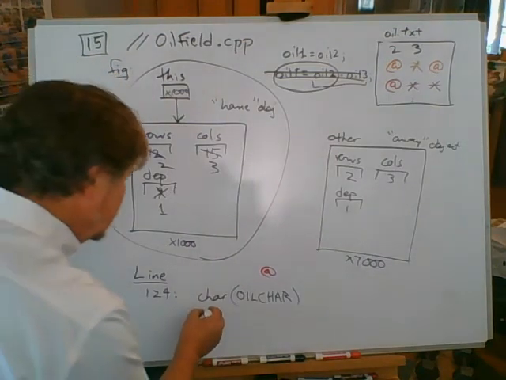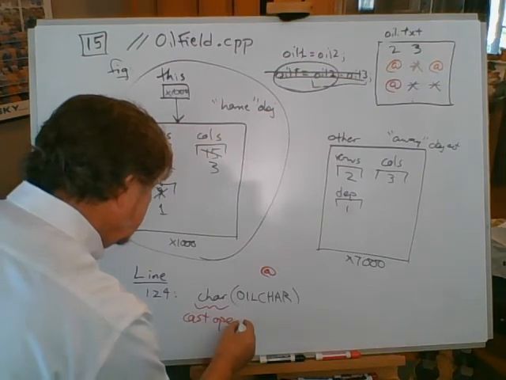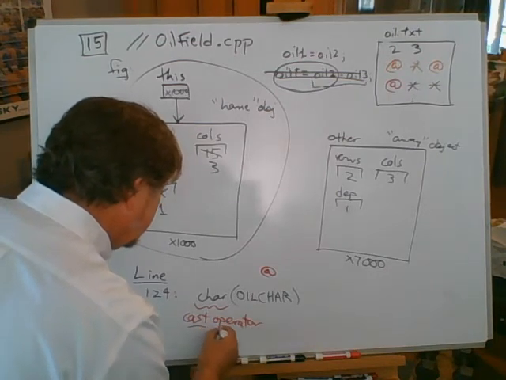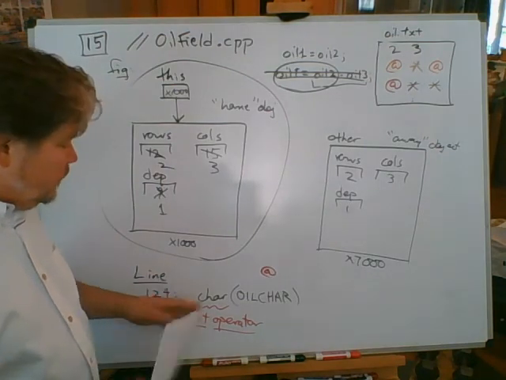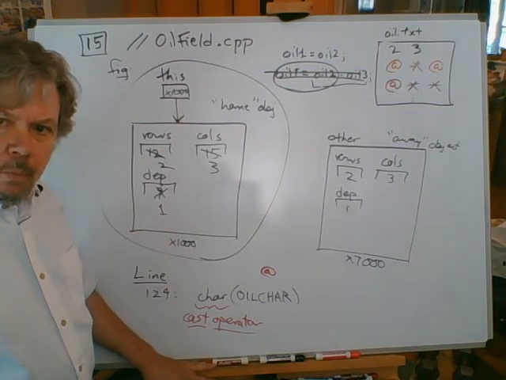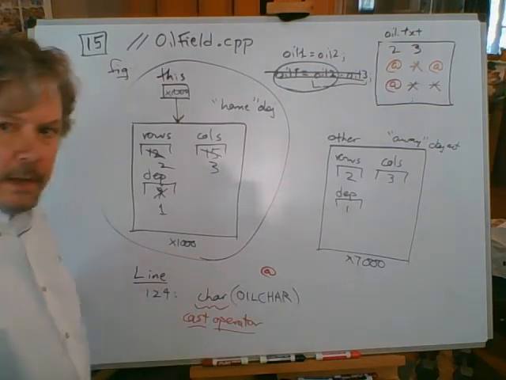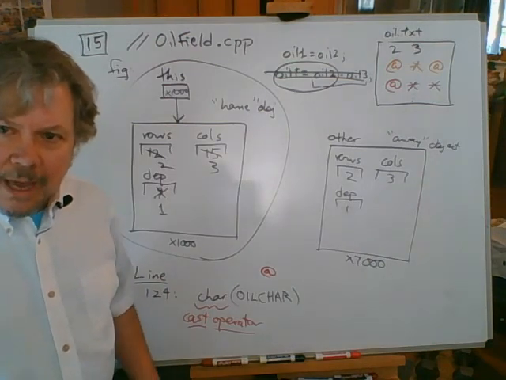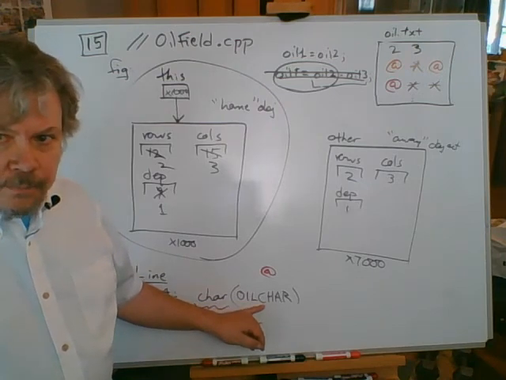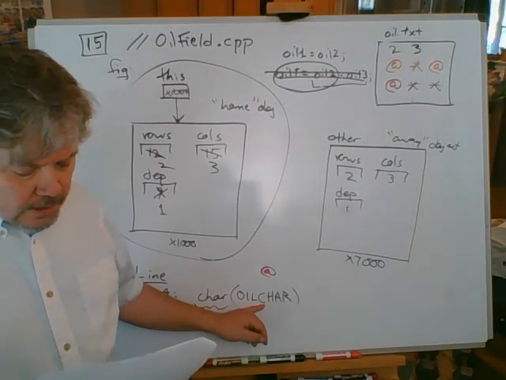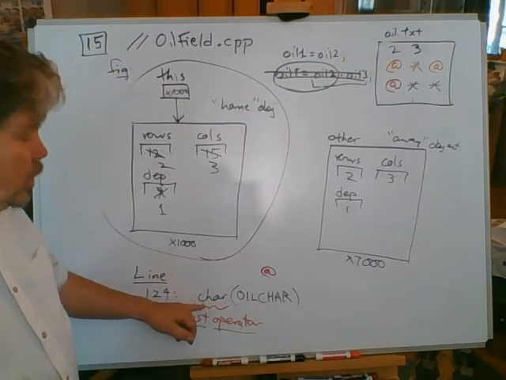Here's the deal, though. This is called a cast operator, C-A-S-T. The cast operator, we can actually use any data type that's been defined. We can put that out front. Almost, it looks like a function call, doesn't it? What we're doing is saying interpret oil char as a character type. We have to do that because it's an enumerated type. Oil char is not technically typed character. So when we print it out to the screen with our cout statement on line 124, we have to tell it, interpret oil char as a char.